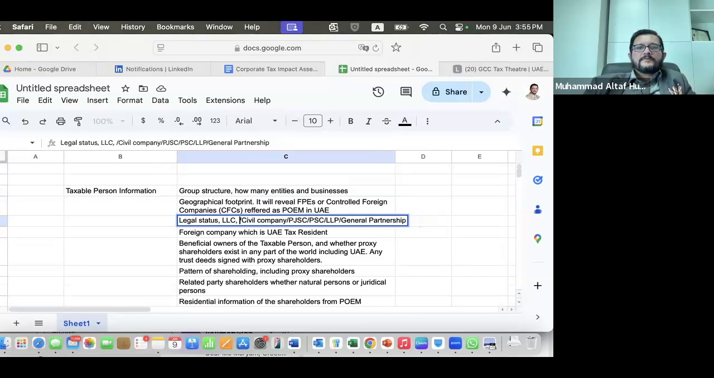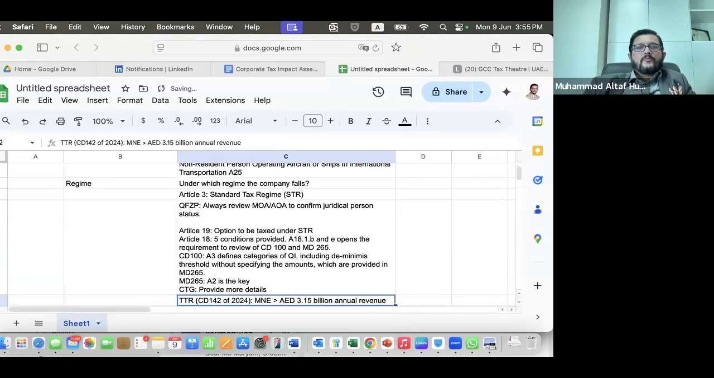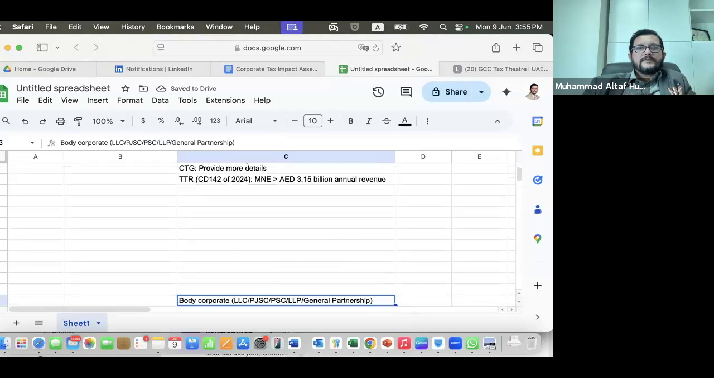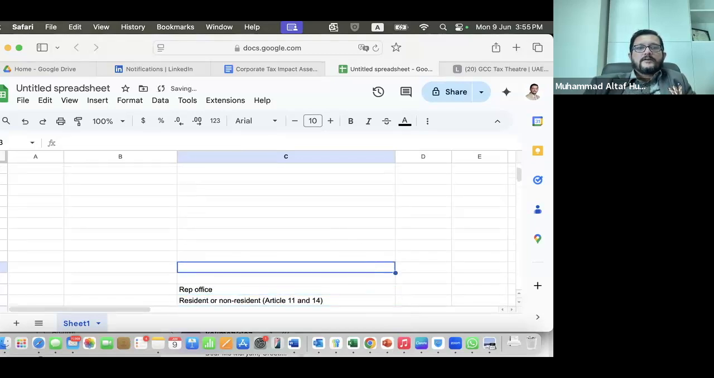So this sole establishment will be the first thing to be written there because this is a natural person. LLC, civil company. You see, civil company is not even available in the new version of the company law. This goes to the previous laws that were there, civil transaction law or something. Okay. So very old civil companies still exist. Okay, so this I can delete.